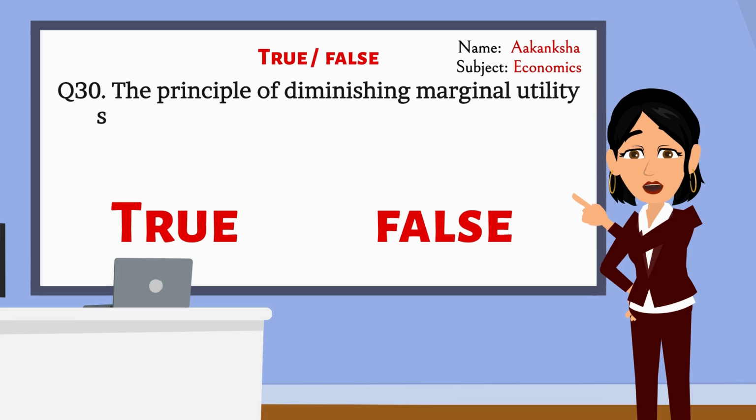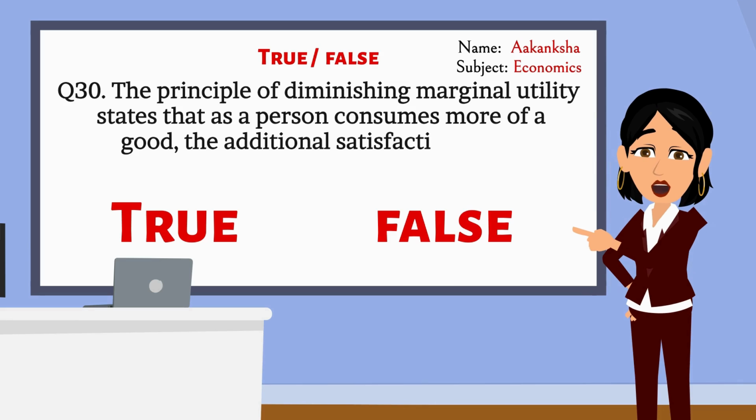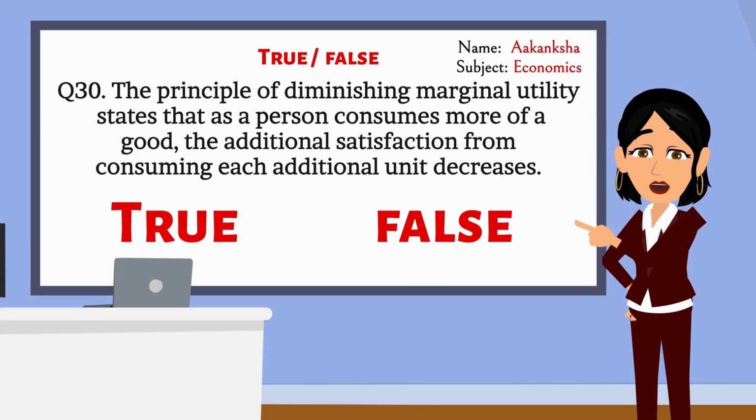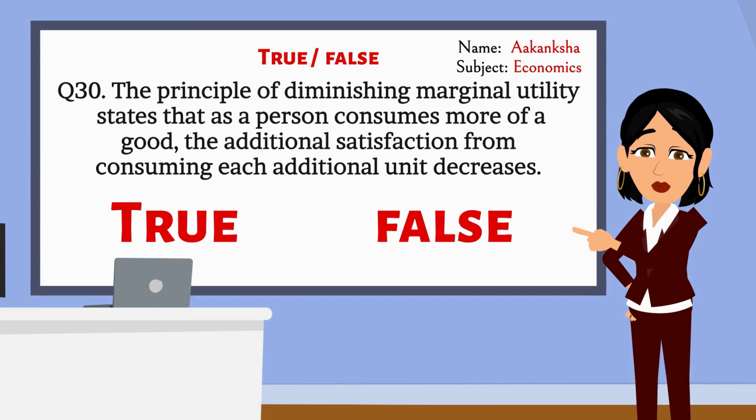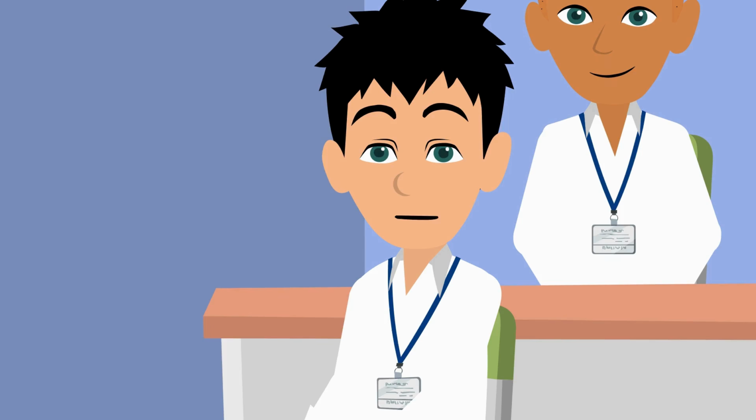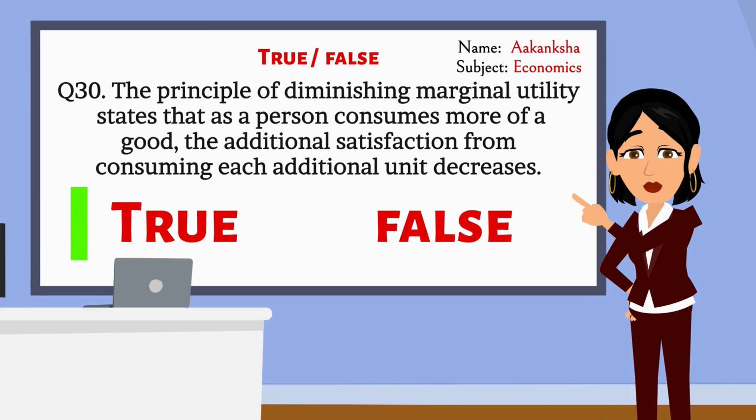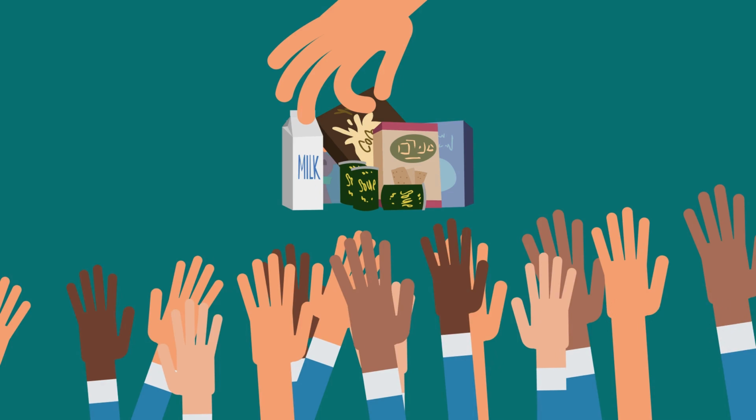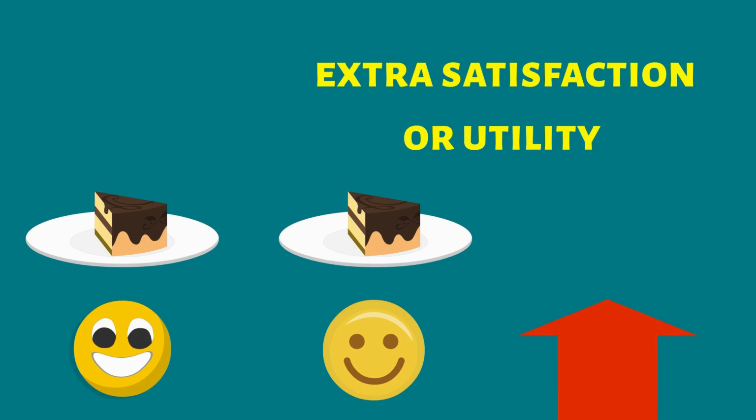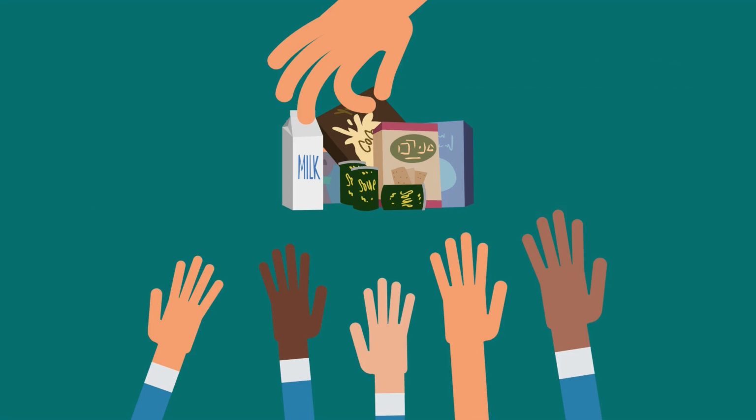Question 30. The principle of diminishing marginal utility states that as a person consumes more of a good, the additional satisfaction from consuming each additional unit decreases. True or false? It's a true statement, ma'am. Correct. Can you explain why? As consumption increases, the extra satisfaction or utility from each additional unit decreases because the need is gradually being fulfilled.